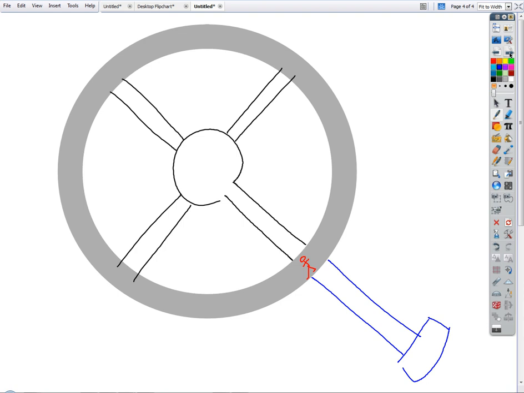Is it a real force? No. It's totally fictitious. It doesn't exist. What do you mean? What does that mean?